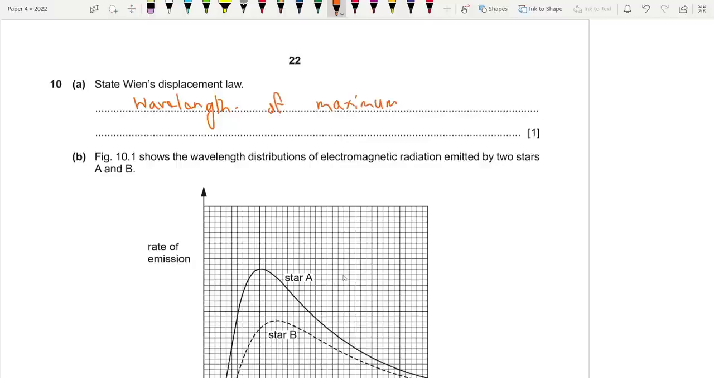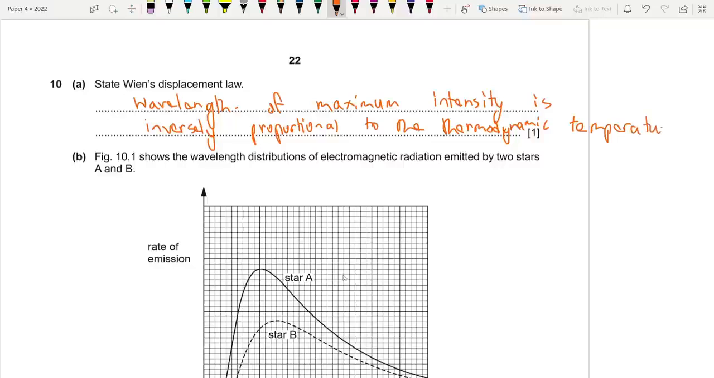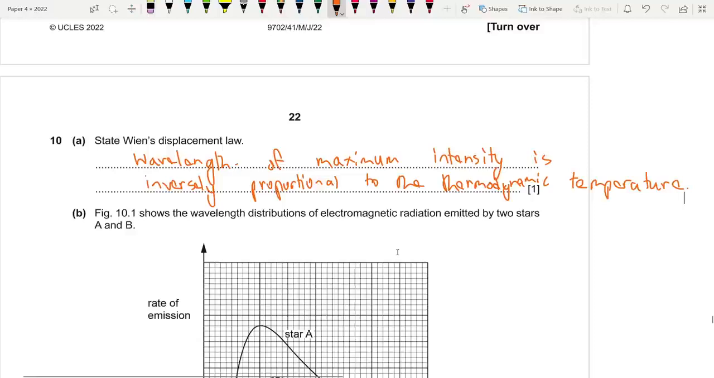So the wavelength of maximum intensity is inversely proportional to the temperature in Kelvin, or the thermodynamic temperature. Okay, so the wavelength of maximum intensity is inversely proportional to the thermodynamic temperature. Basically, we say that lambda max is inversely proportional to 1 by T.